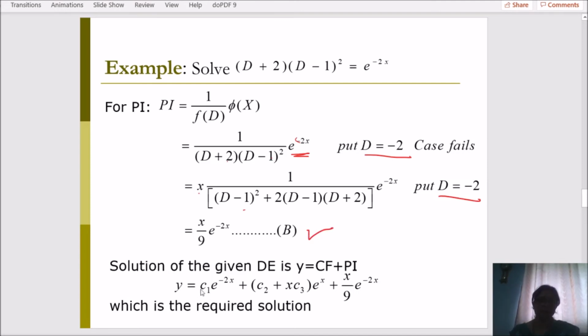Lastly we write down the complete solution y = CF + PI, that means a plus b. This part is CF, the a equation, and this part is PI, that means the b equation, which gives the required solution.